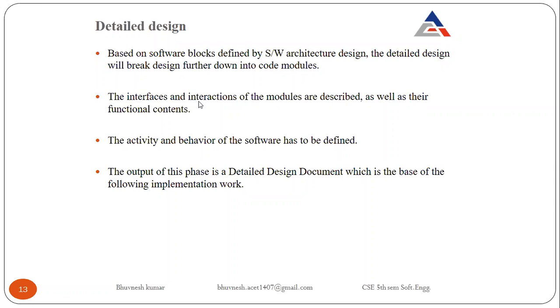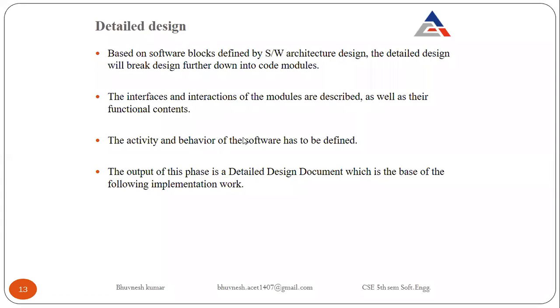The interface and interaction of modules are described. Here, interfaces means if one module is completely dependent on a second module, and the second is completely dependent on a third module, their interface design should also be mentioned. That comes under your detailed design. We will draw this design in our DFDs, data flow diagrams: from one process to a second process to a third process, and then the third process has its sub processes. That is your complete detailed design.